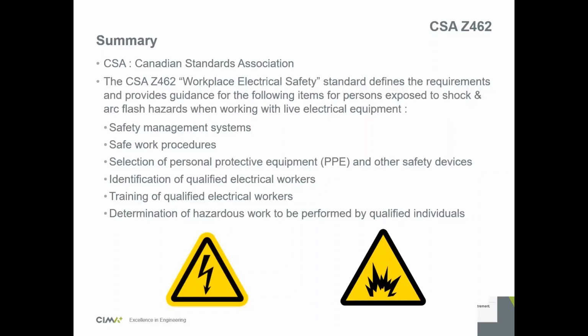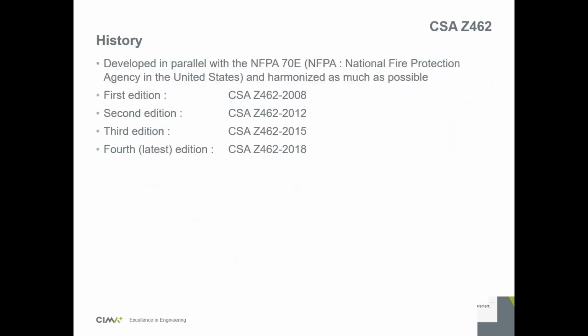So it defines safety management systems, safe work procedures, how to select PPE and safety devices, how to identify qualified workers, so how to know if someone is qualified, how to train qualified workers, and also what hazardous work can be performed by qualified workers. As for the history of the standard, it was developed in parallel with the NFPA 70E and harmonized as much as possible with this American standard. As mentioned previously, the 2018 version is the fourth.